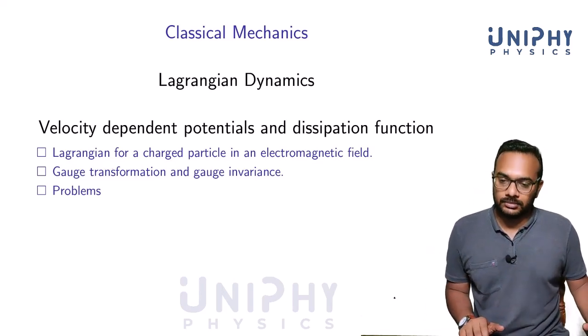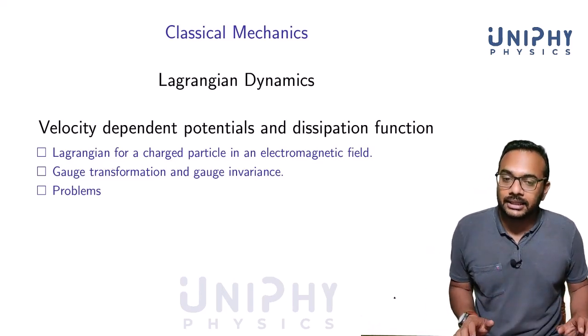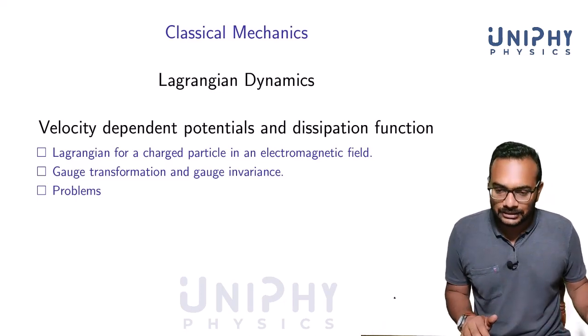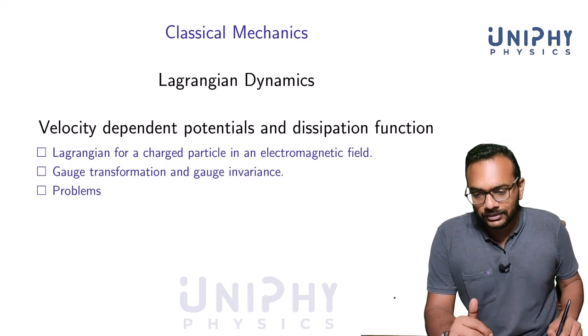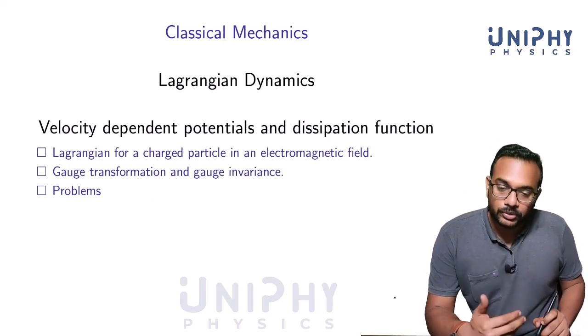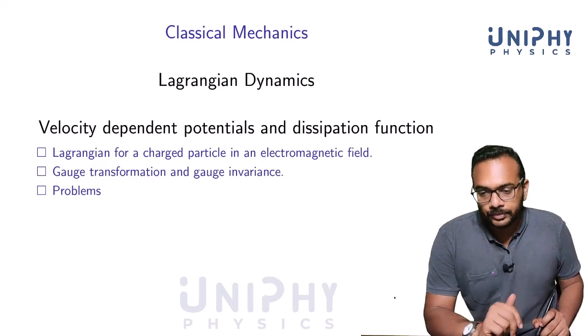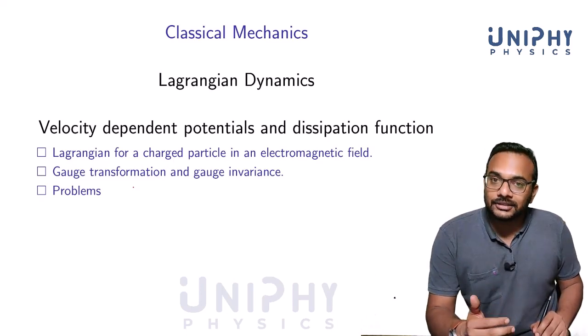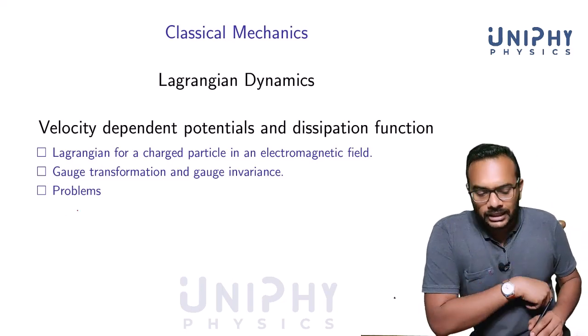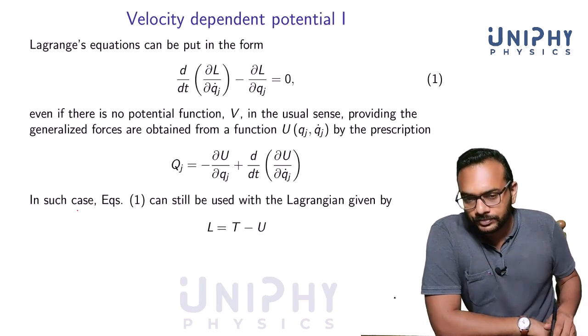It's a system consisting of a charged particle in an electromagnetic field. It's a very important problem for various reasons, even in theoretical physics, and we'll see an important property of this kind of system, which is known as the gauge transformation and gauge invariance. There's an important property called gauge invariance, and we'll discuss a couple of examples.